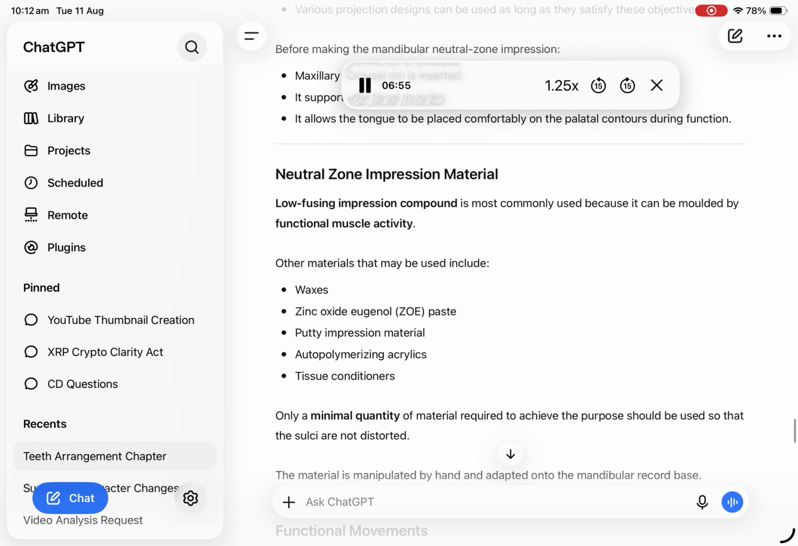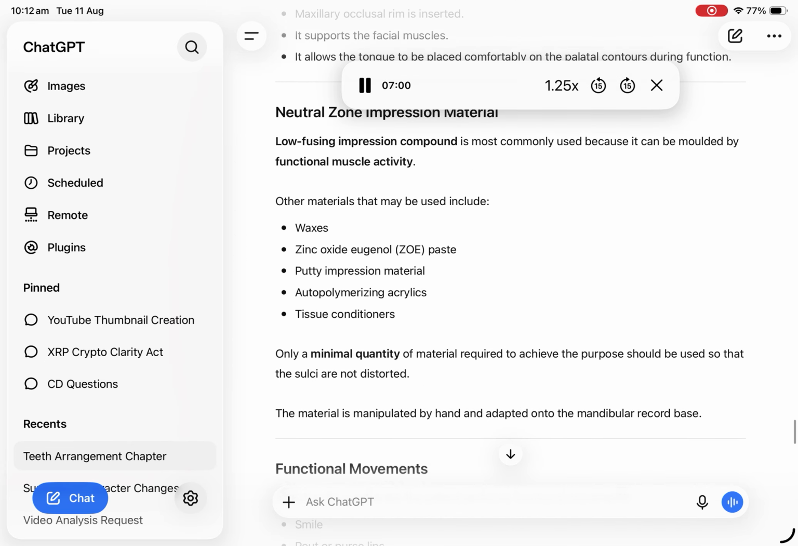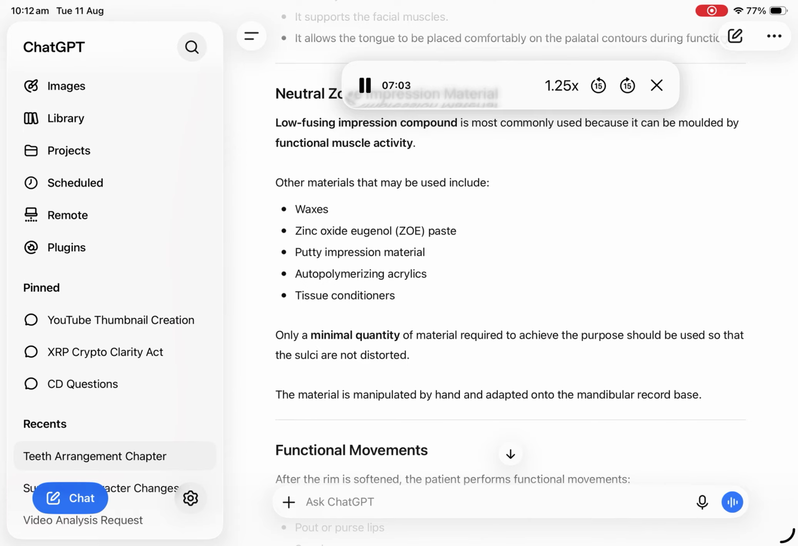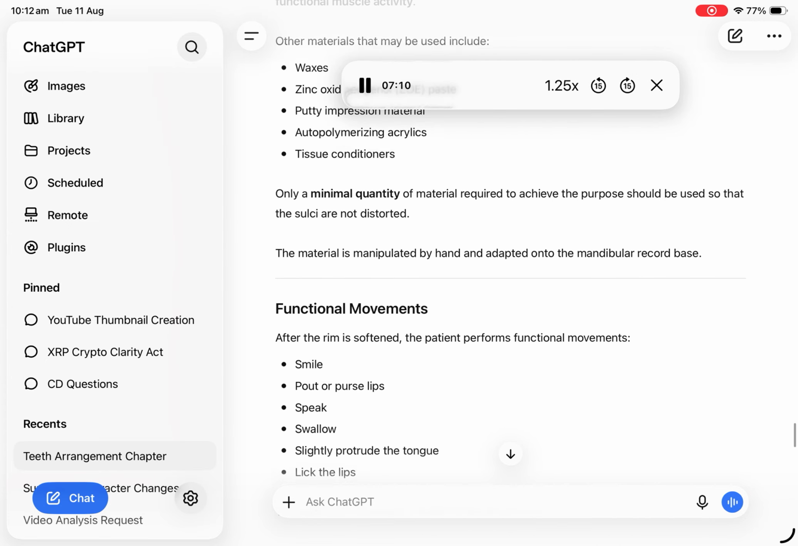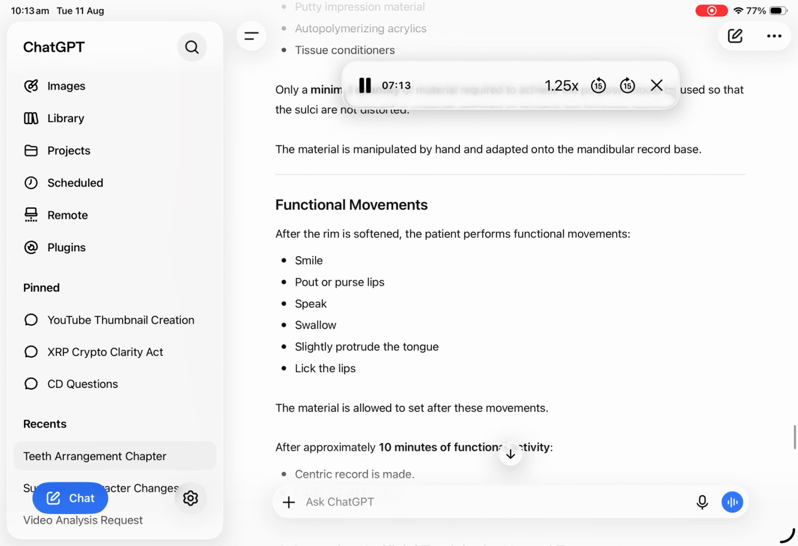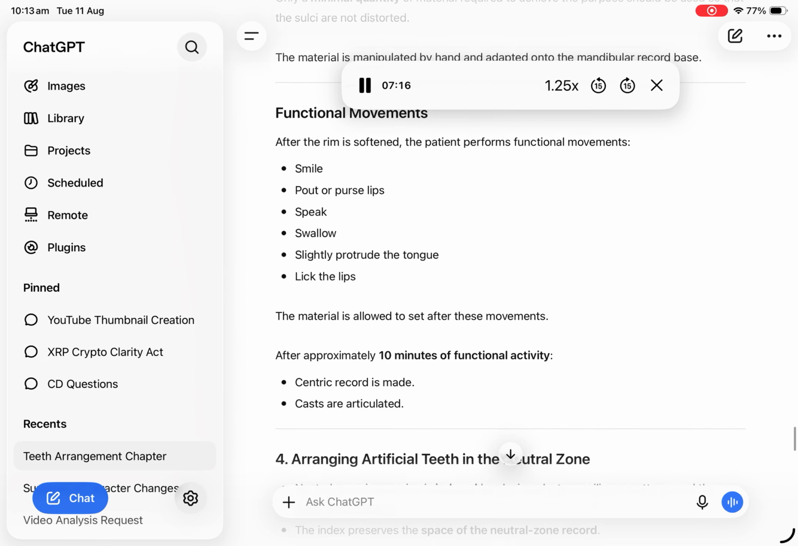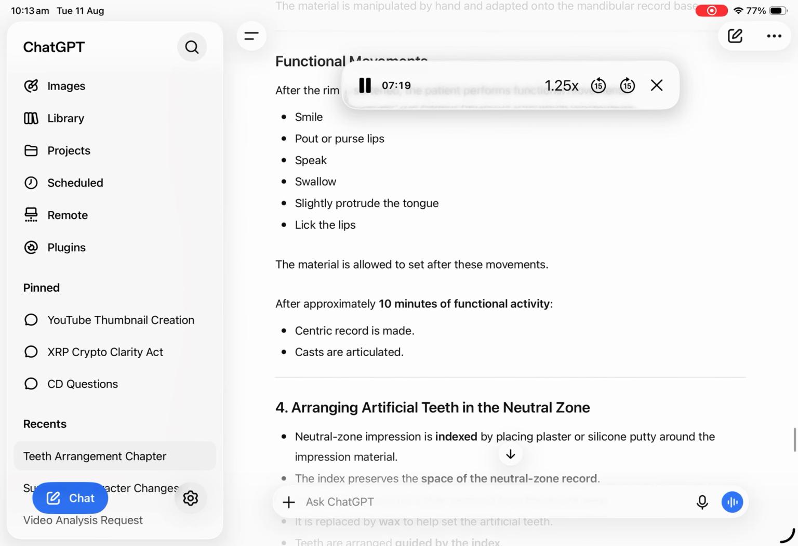Only a minimal quantity of material required to achieve the purpose should be used so that the sulci are not distorted. The material is manipulated by hand and adapted onto the mandibular record base. Functional movements. After the rim is softened, the patient performs functional movements: smile, pout or purse lips, speak, swallow, slightly protrude the tongue, lick the lips. The material is allowed to set after these movements. After approximately 10 minutes of functional activity, centric record is made. Casts are articulated.